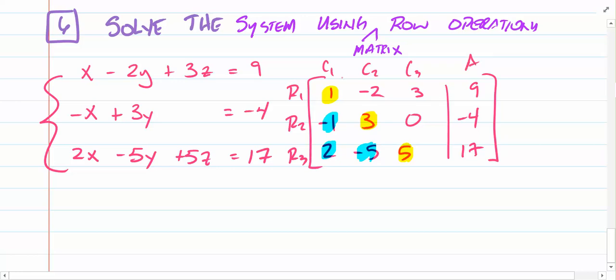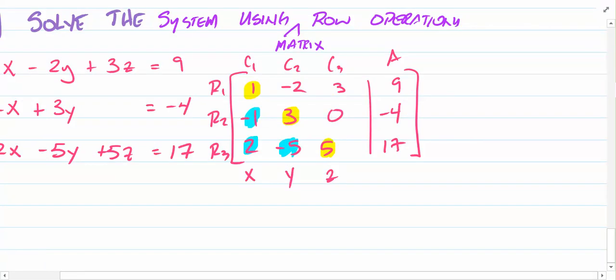The same rules apply. Column 1 represents our x variable, column 2 our y, column 3 our z. There are two things that I'm going to do for this one. I already have a 1 in my row 1, column 1 position. I want to get zeros below that, okay?